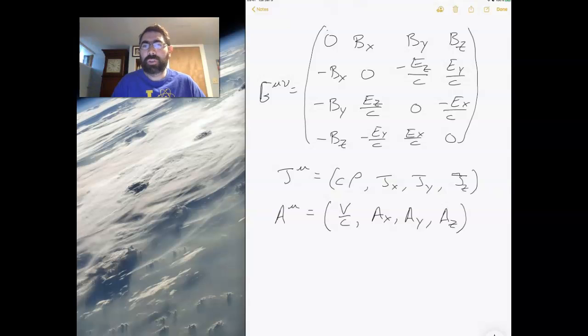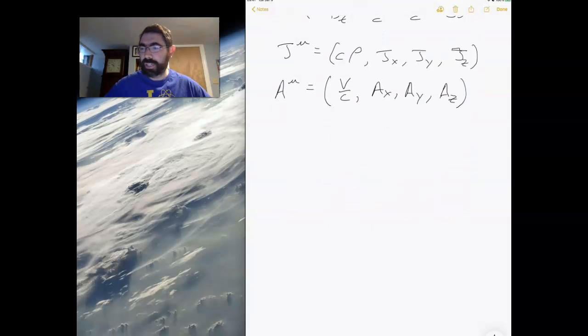point of view of the magnetic field in row 1, column 1, and the electric field are in the off diagonal elements. We can now write the current density in terms of a 4-vector, where the time component is the charge density and the spatial components are the currents. We can write the potential as a 4-vector, where the time component is the electric potential and the spatial components are the vector potential. And then what I've shown before is that you can write down Maxwell's equations in terms of the fields.